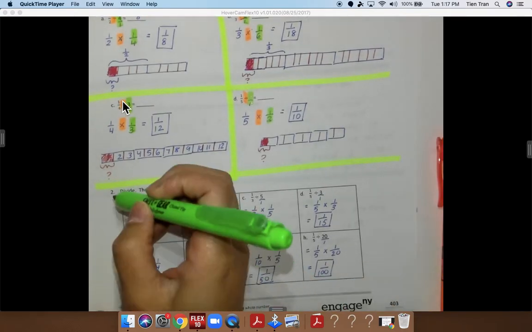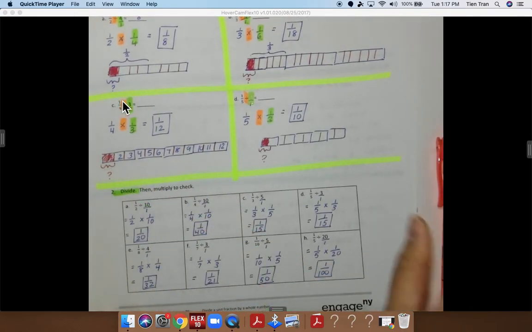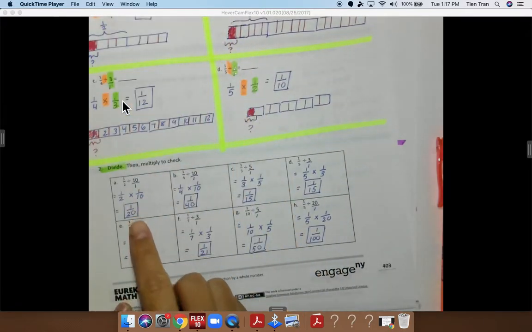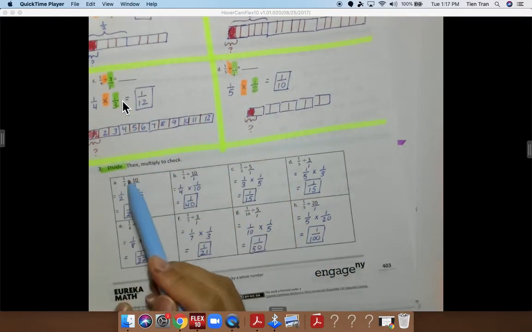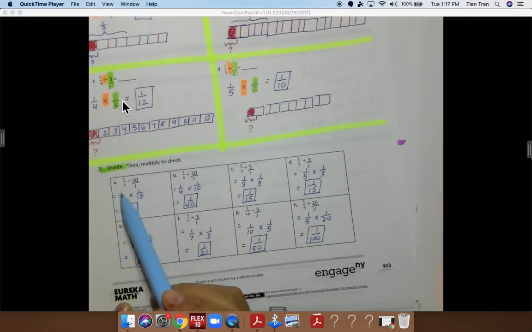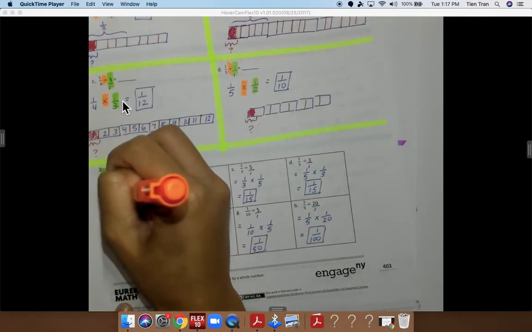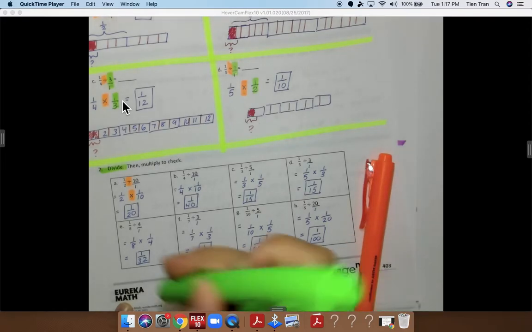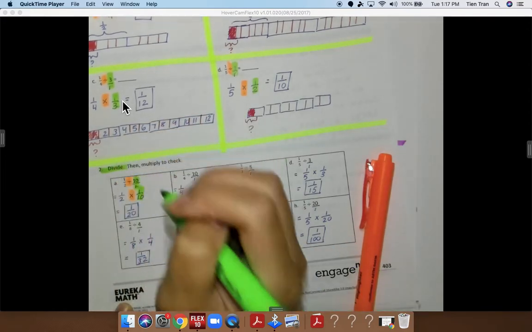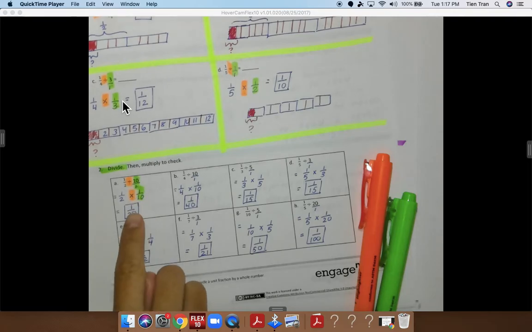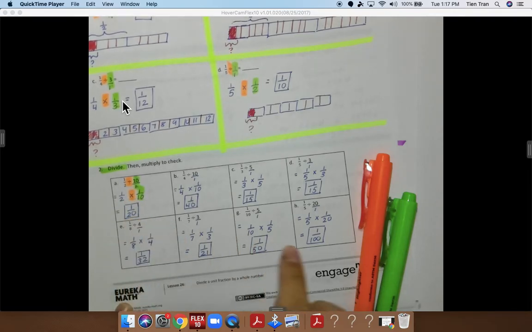For problem number 2, they ask you to divide and then multiply to check. So I am dividing. We have 1/2 divided by 10 over 1. Notice that I flipped the division sign to a multiplication sign. 10 over 1 changes to 1/10. 1 times 1 is 1. 2 times 10 is 20.